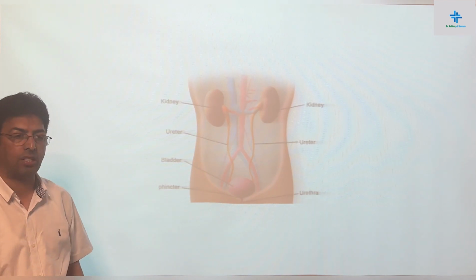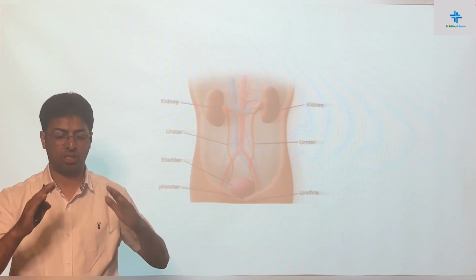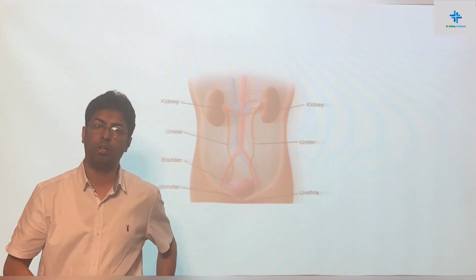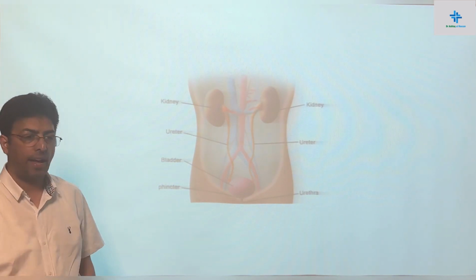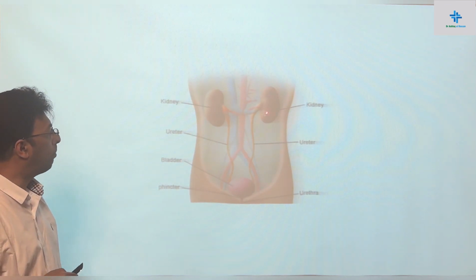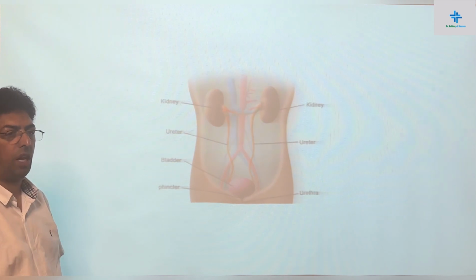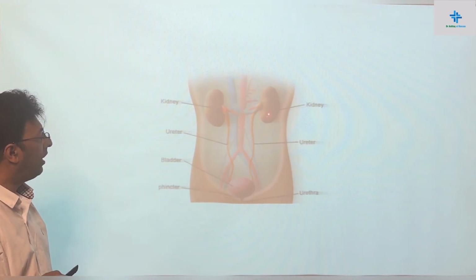And as far as the kidneys are concerned, they do not lie vertical. They lie just like this. The upper poles of the kidney are nearer to the midline and the lower poles are a bit farther. So that's important. The kidneys have two poles, the upper pole and the lower pole, two surfaces, the anterior surface and the posterior surface, and two borders, the medial border and the lateral border.